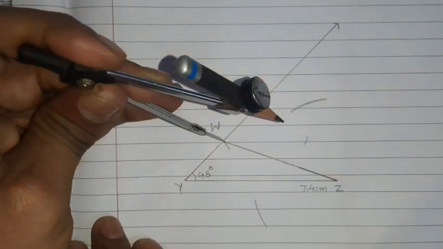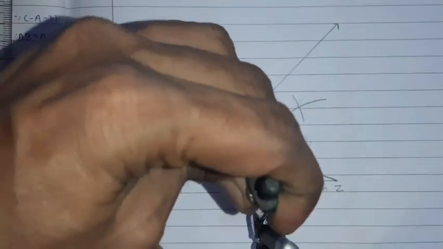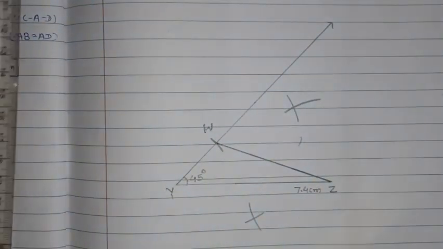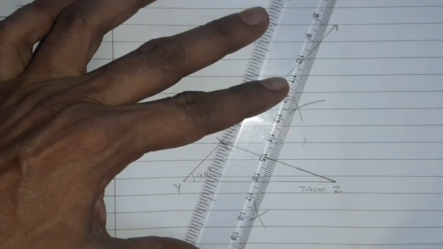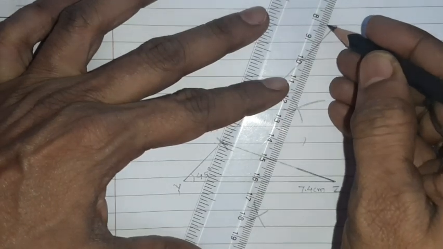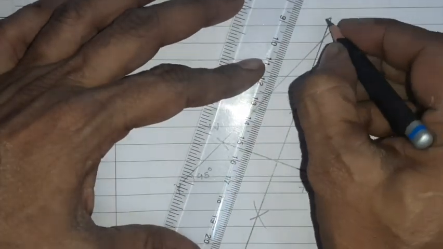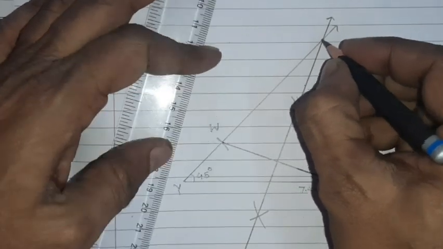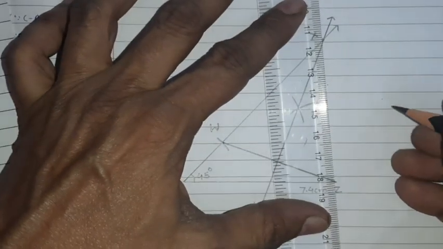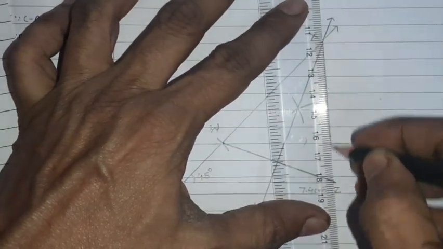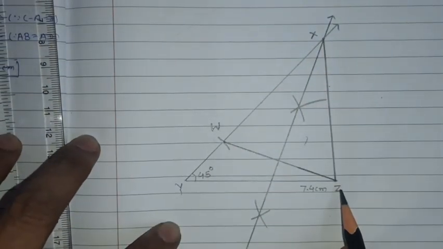Now keep the same distance, put the metal point on W and draw the intersecting arc like this. Now dear student, join these two arcs like this, and here our point is X, and join this X with this Z. Dear student, XYZ is the required triangle.